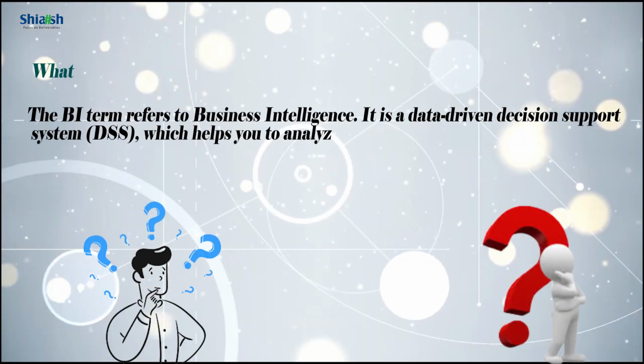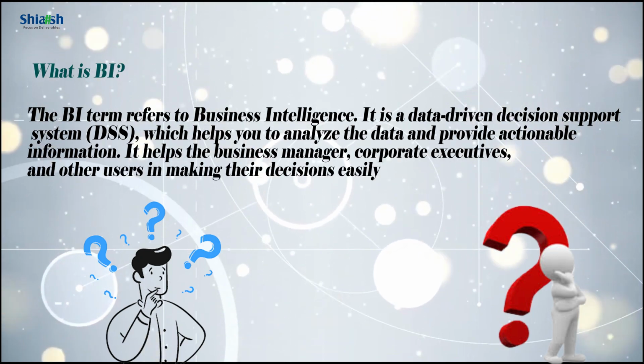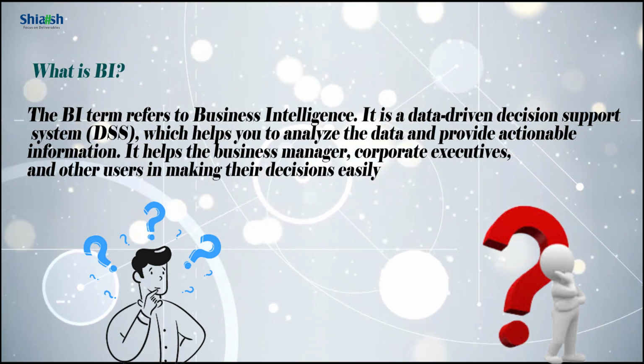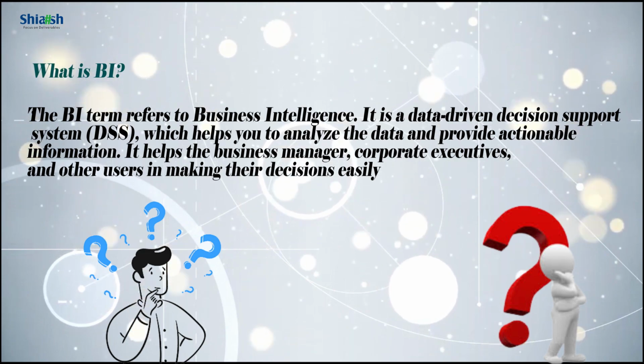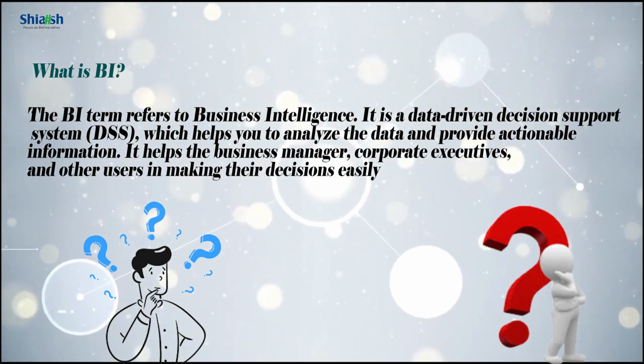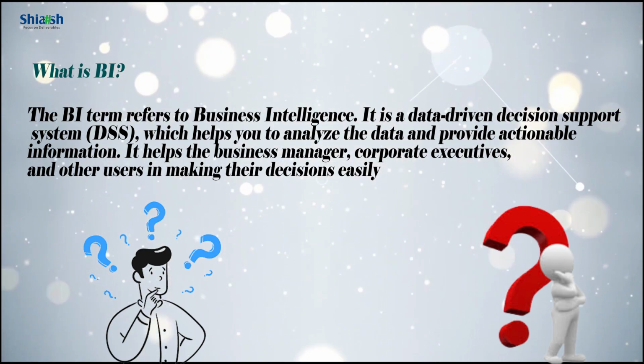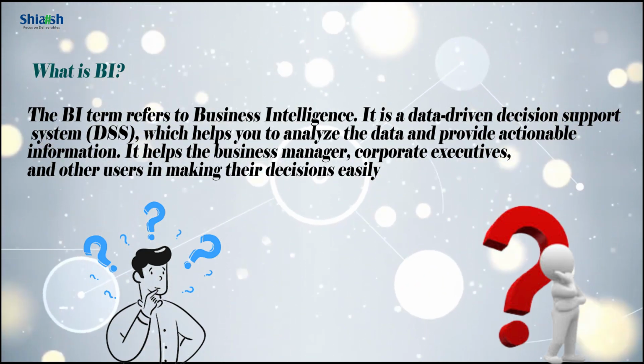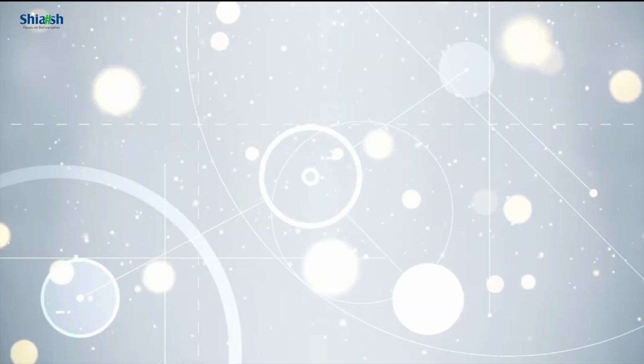What is BI? The BI term refers to business intelligence. It is a data-driven decision support system which helps you to analyze the data and provide actionable information. It helps business managers, corporate executives, and other users in making decisions easily.